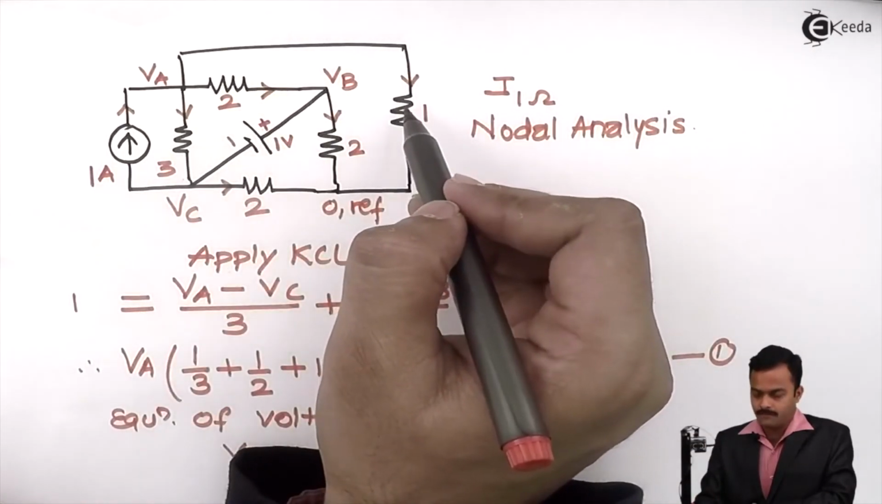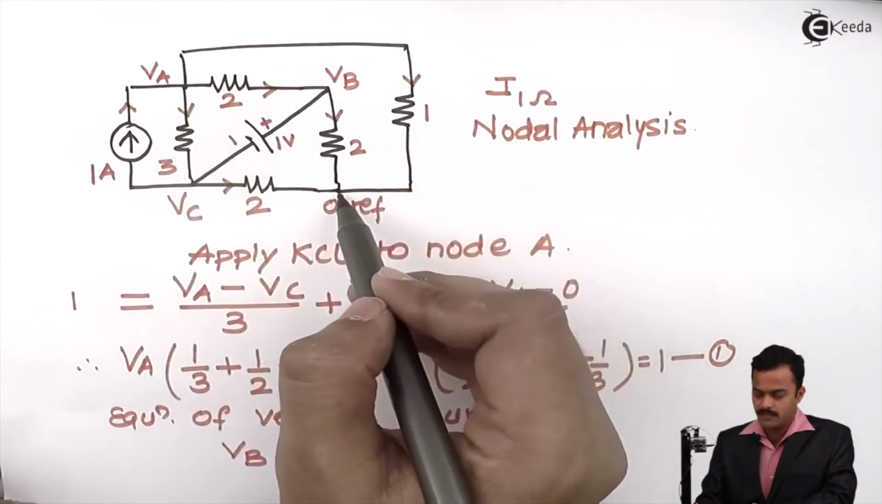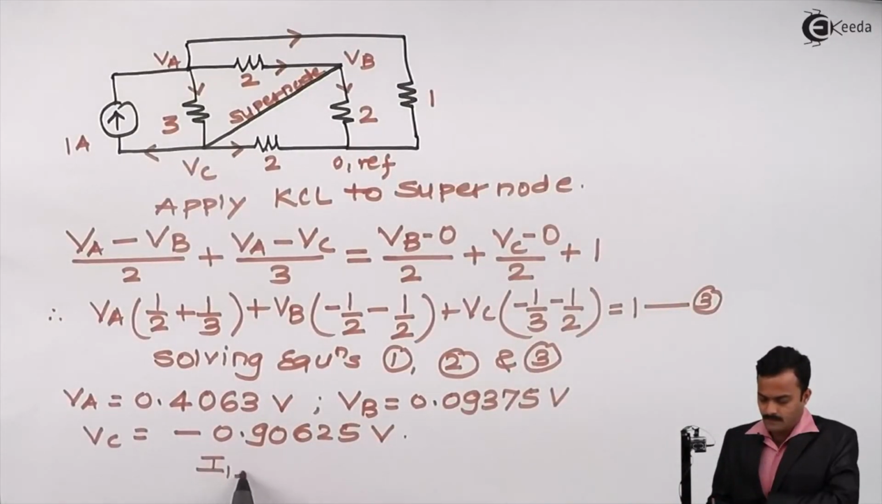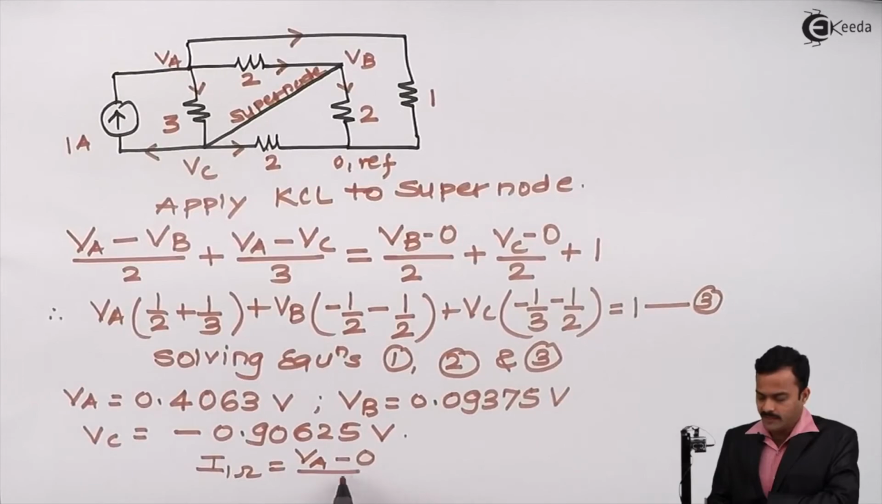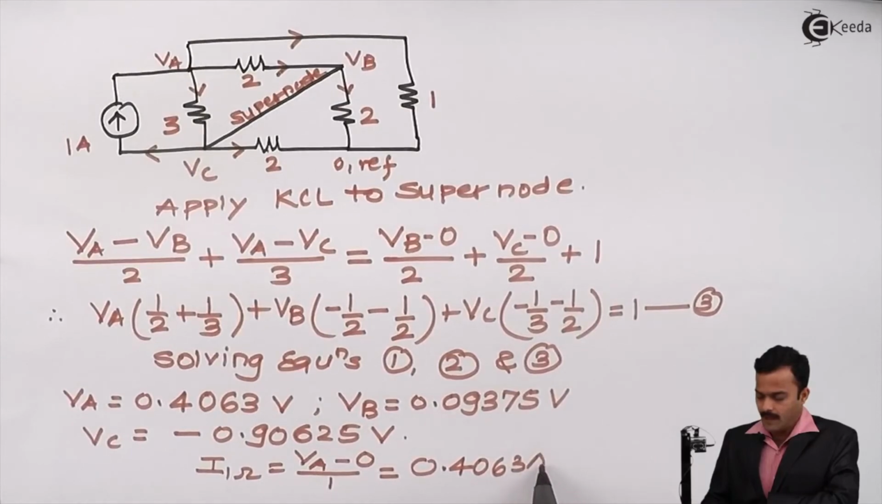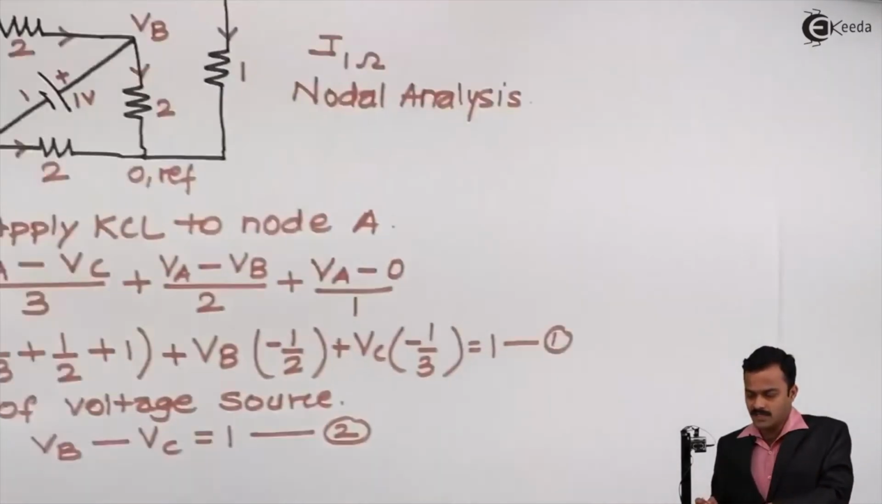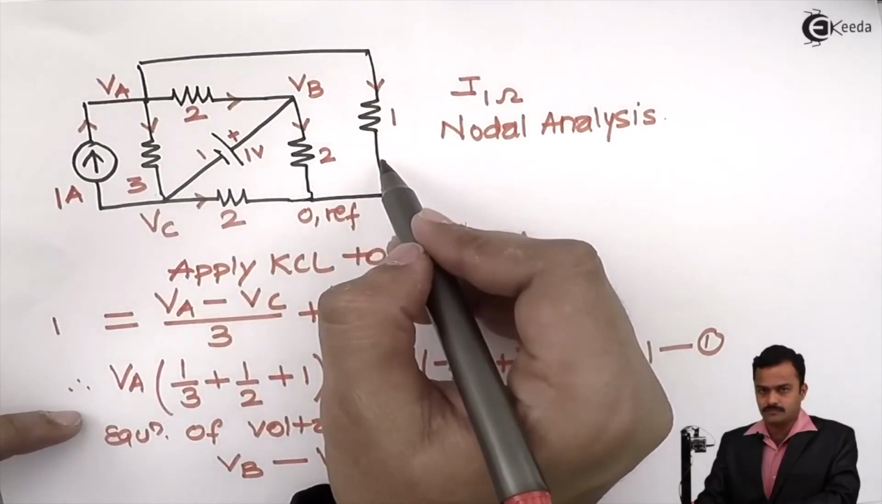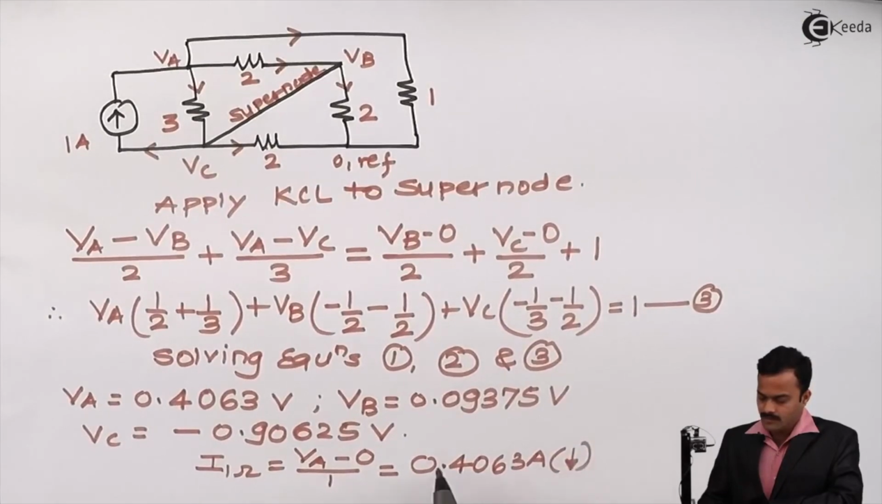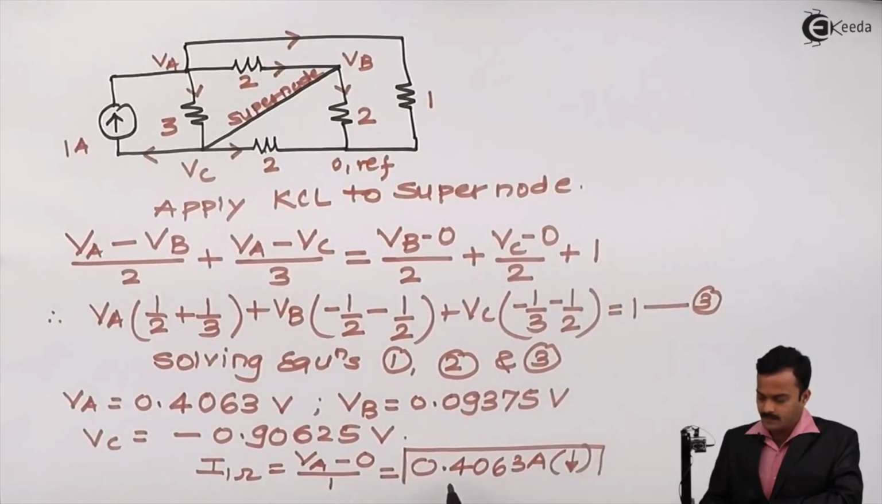The objective is to get the current flowing through the 1 ohm resistance. So the voltage drop for the 1 ohm resistance is VA minus 0. So the current flowing through the 1 ohm resistance will be VA minus 0 divided by 1. After substituting the value of VA, I will get the answer 0.4063 ampere. Since I am getting a positive answer, that means whatever direction I have assumed is correct. So it is downward. So this will be the complete answer.